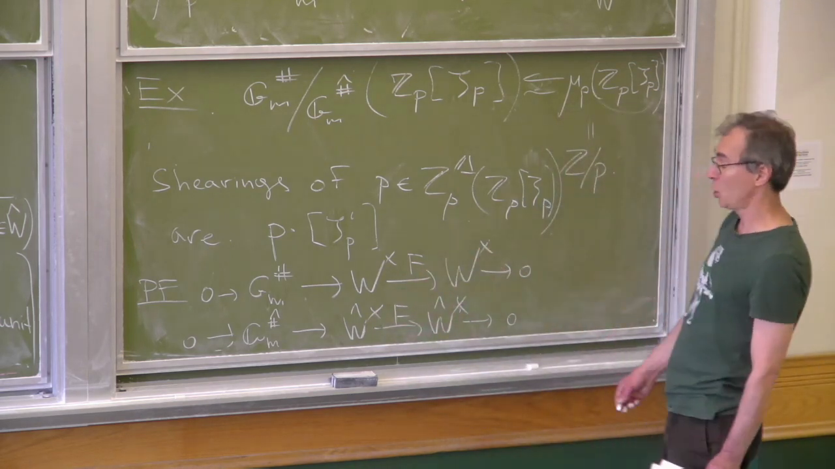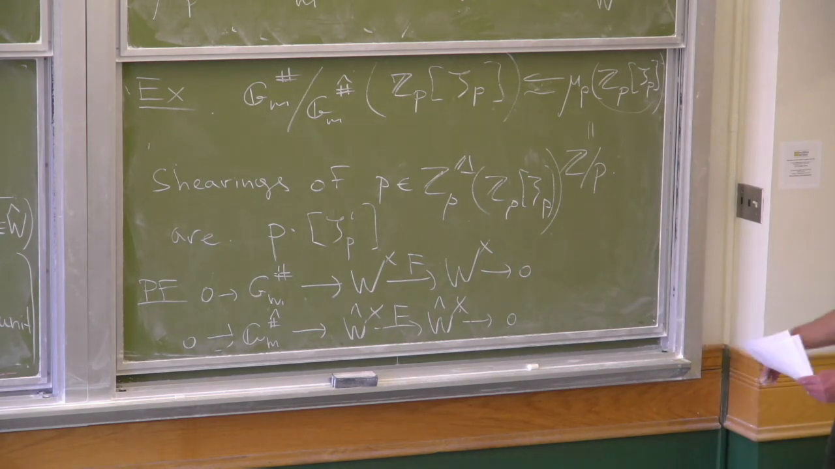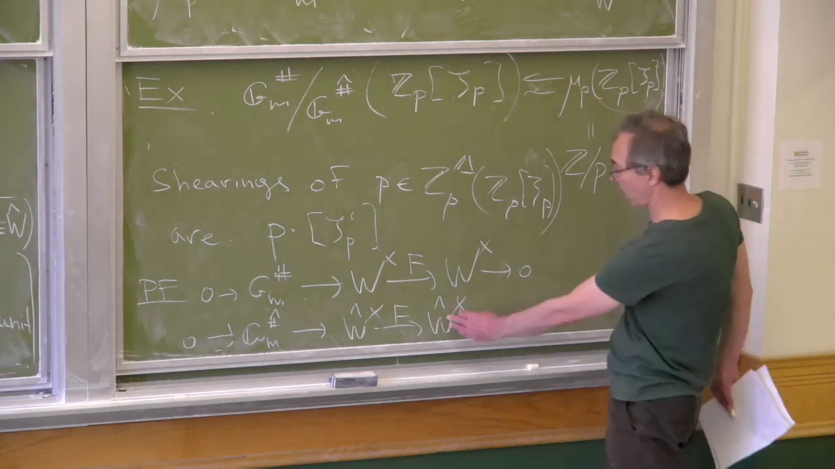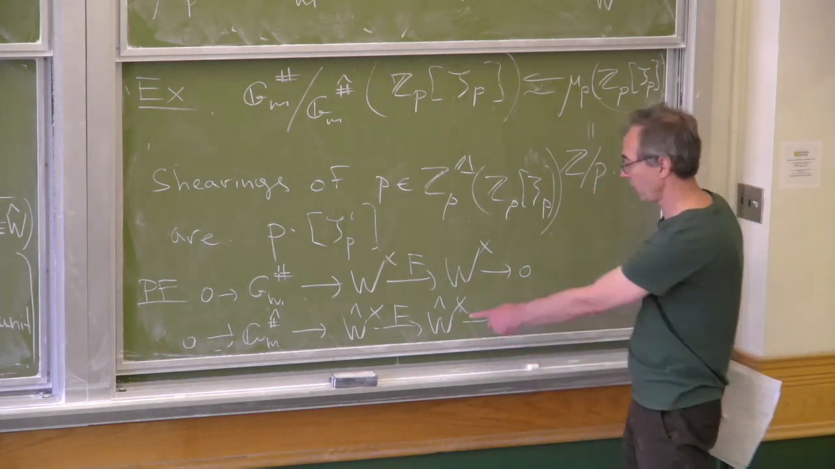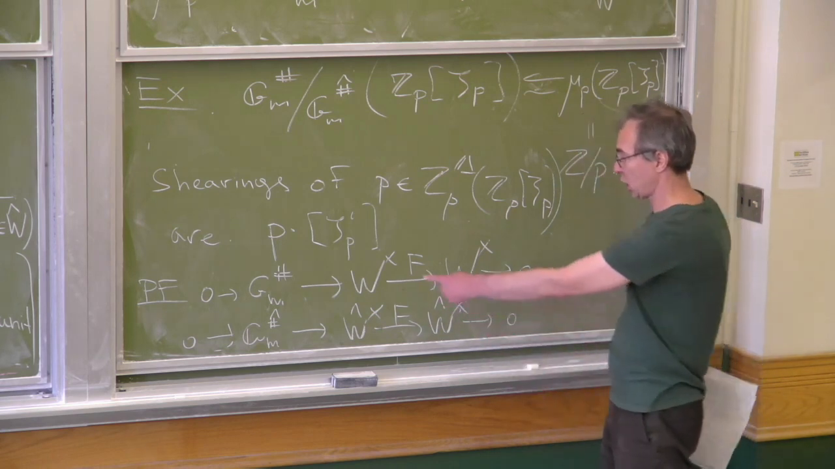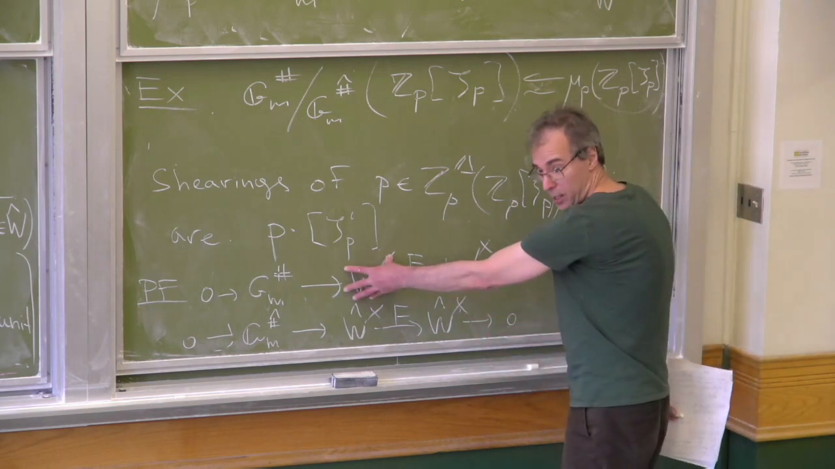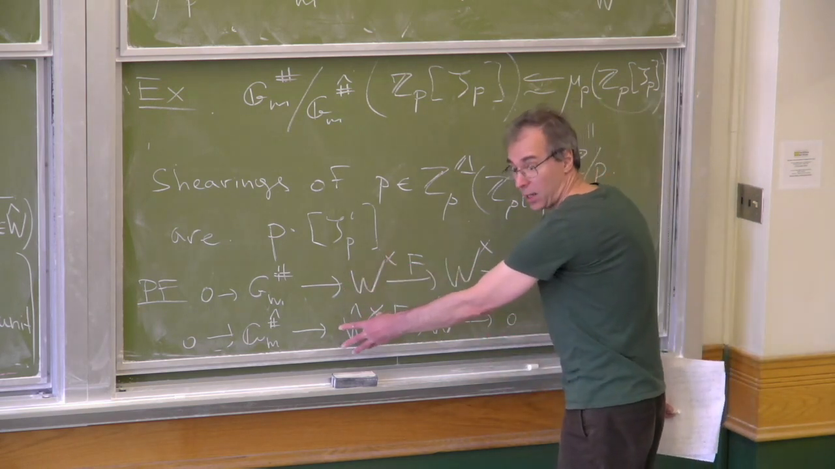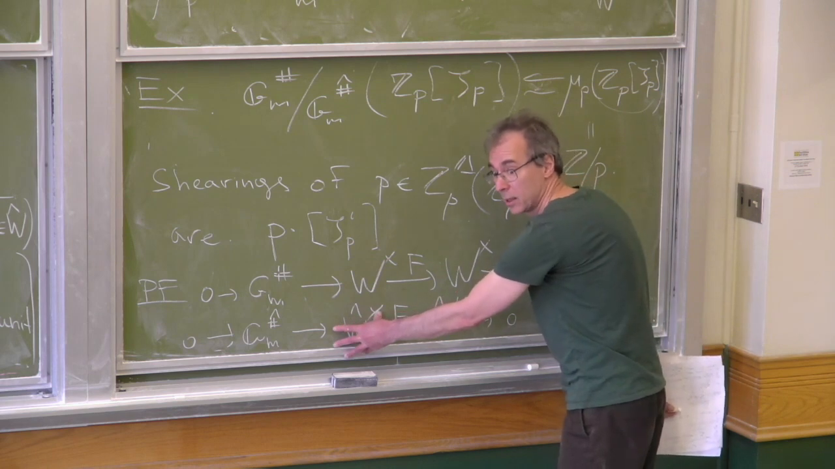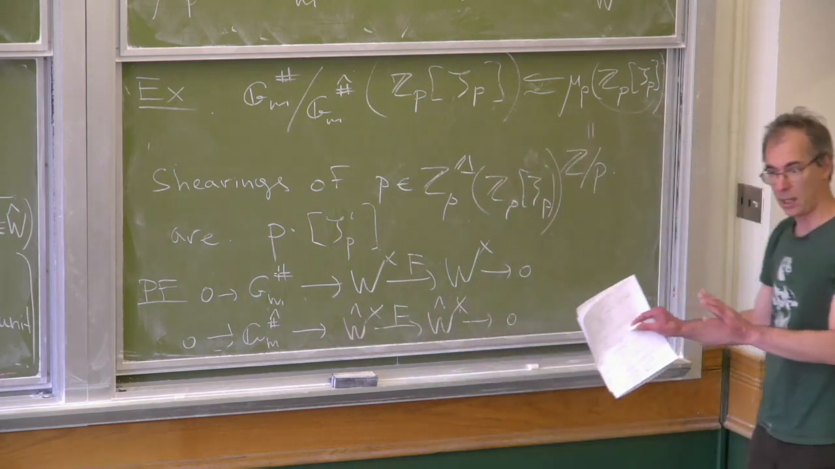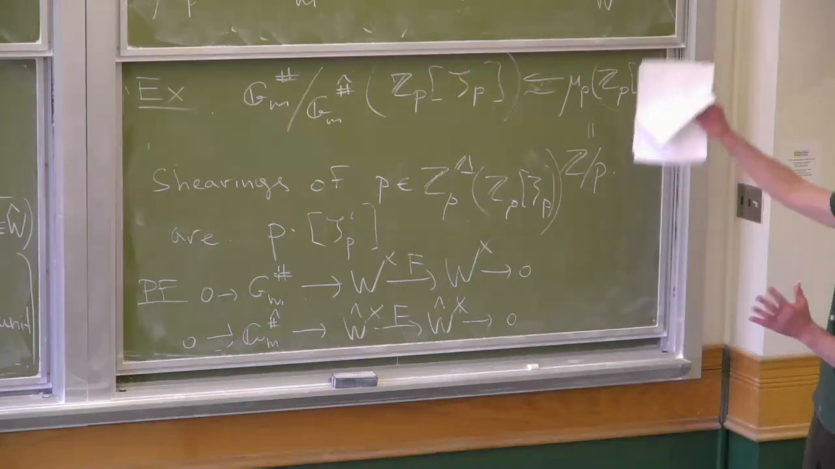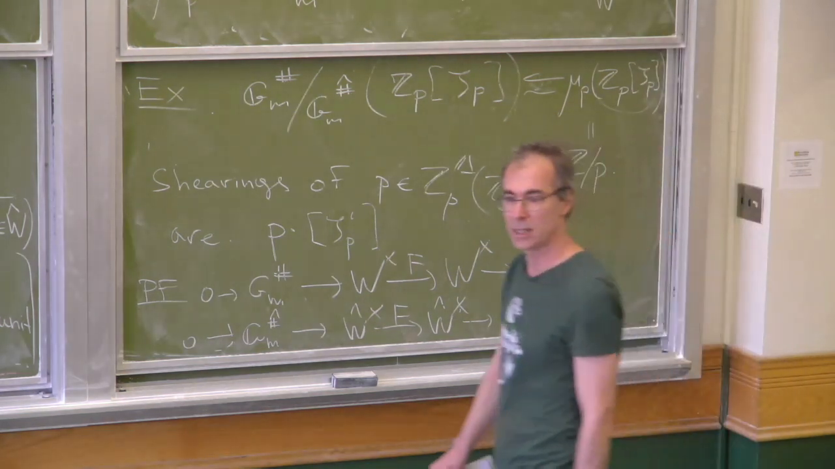And then you have to check something like this. You have to check that if you have an element of W hat cross which is the Frobenius image of an element here, then it is in fact the Frobenius image of an element. In general this is tricky, but for this particular ring it can be done.